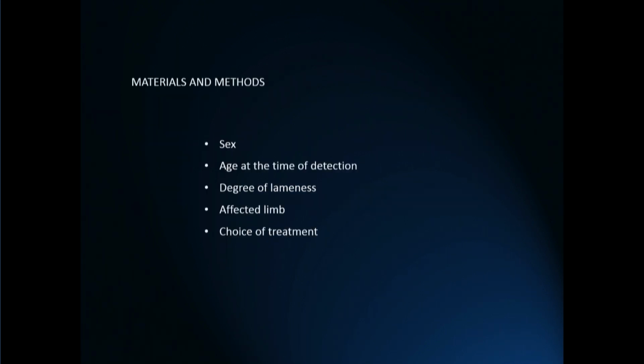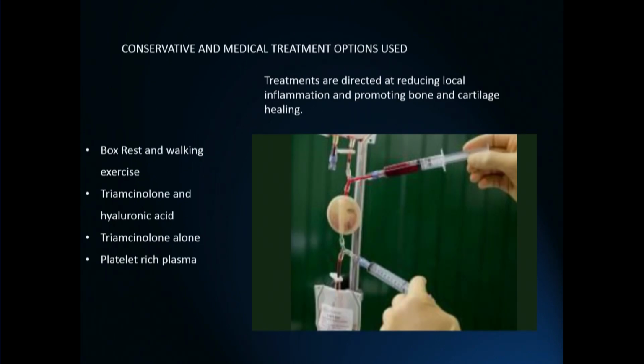We collected the data and included the sex, the age at the time of detection, how lame the horse was, which limb it was, and what treatment was used. The treatments used in these horses were only a very small number. They were either box rest and controlled walking exercise only, the use of triamcinolone and hyaluronic acid, corticosteroids alone, or a couple of horses were managed with regenerative therapies such as platelet-rich plasma. All these treatments were aimed at reducing local inflammation and promoting bone and cartilage healing.